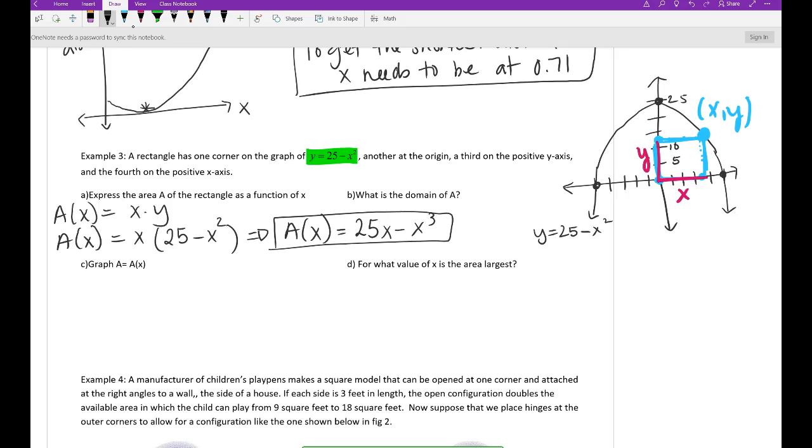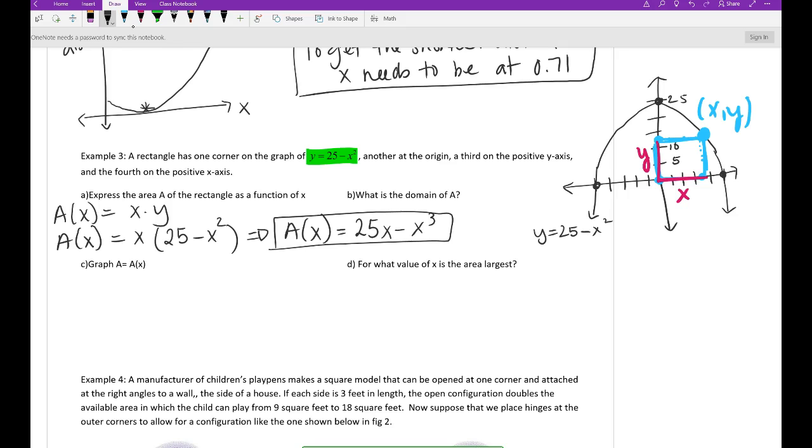Part B says, can you state the domain of A? In this question, what does A stand for? What does X stand for? It's not the X this time. It is the length of the rectangle, or the base, whatever you want to call it. What can it be or cannot be? What is the domain of F? It has to be positive.